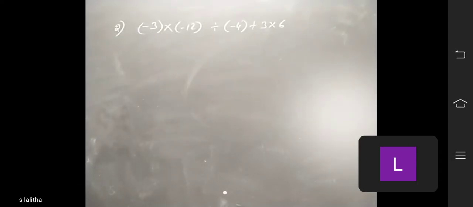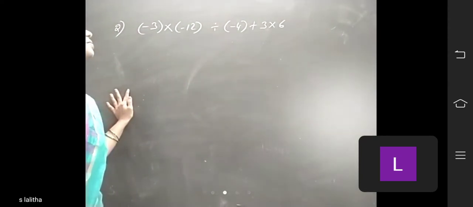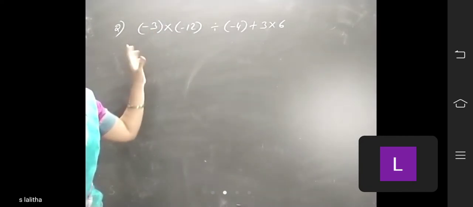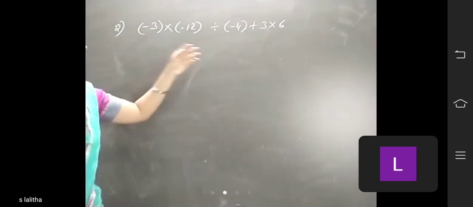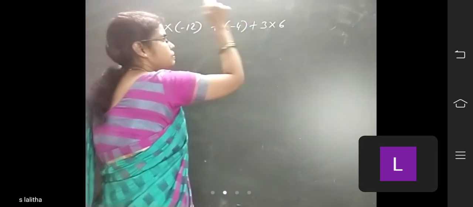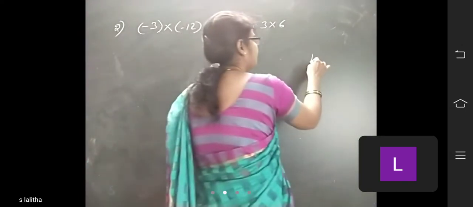So first what should you do? Come on, tell me. First what should you solve? Here small brackets are given but there is no operation, so you can't solve it. So which one should you do? Multiplication, division, addition, multiplication. Which one should you do first using the BODMAS rule?